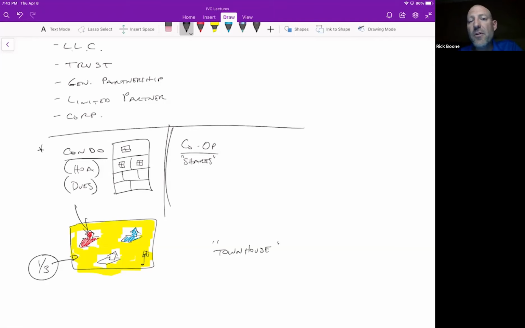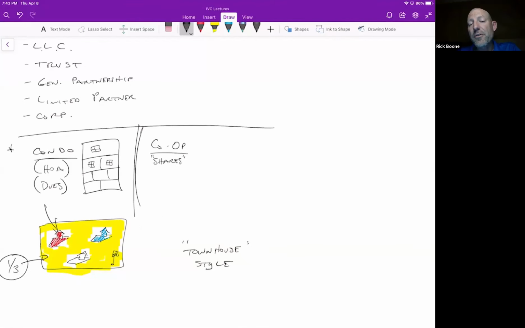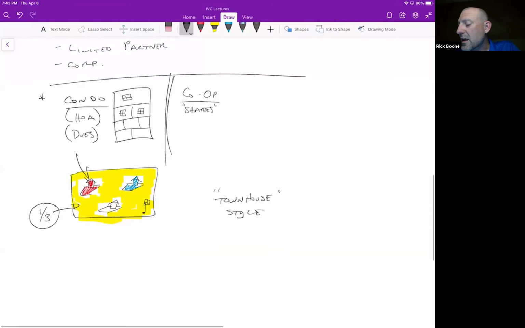Townhouse is not a type of ownership. Townhouse is a style. So when you say townhouse, or you read the word townhouse, if you could mentally check yourself and say the words townhouse style. Townhouse style refers to a little bit more of a construction term, really. When we're talking about real estate, it looks a little bit like this.